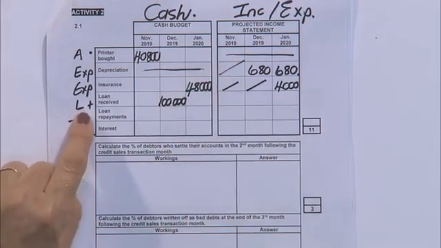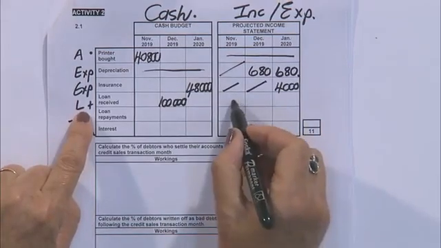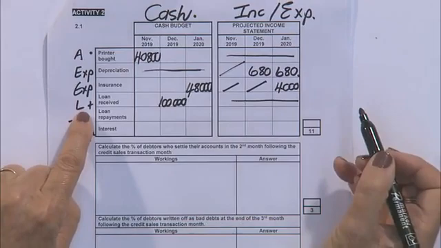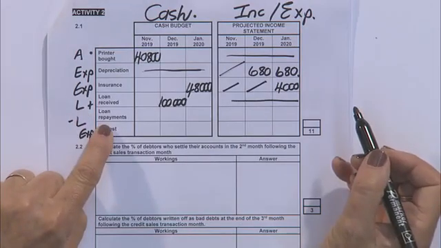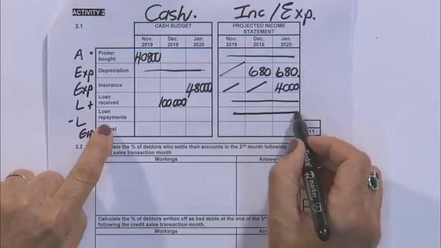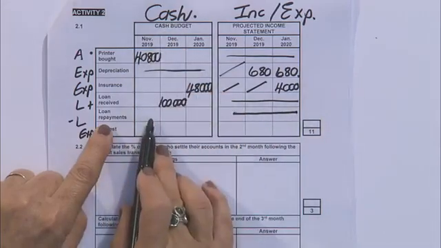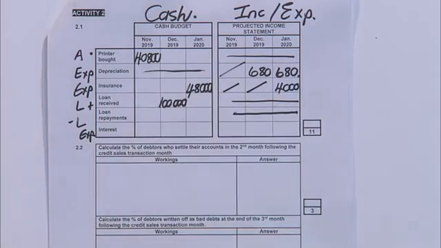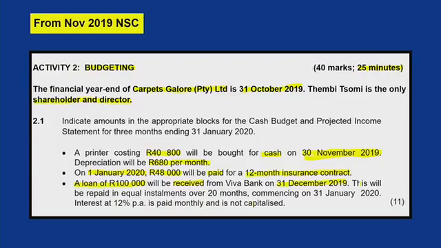A loan is a liability. It is not an income or expense. Even loan repayment, it's not an income or an expense. It's money, cash, out. So I must just now go calculate quickly. It says here, this will be repaid in equal installments over 20 months. So we know that 100,000 divided by 20 is 5,000. And it will start on the 31st of January 2020, and it's monthly.